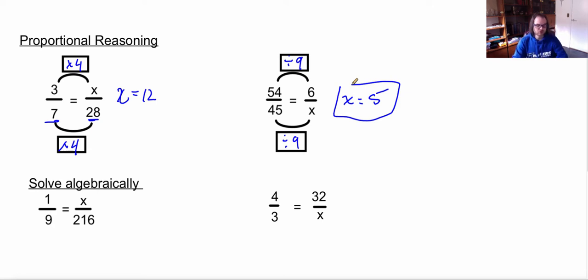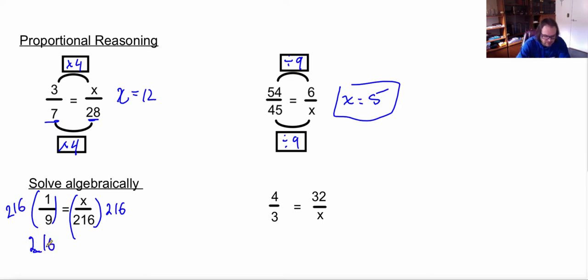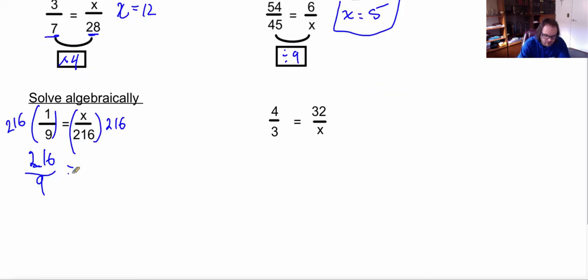Alright, let's try my next one. It says solve algebraically. So now we're going to solve algebraically, so we're going to isolate for x. This is the way that I'm going to tend to do things. So first, all I'm going to do is multiply this side by 216, and I'm going to multiply this side by 216. Now, I'm left with 216 divided by 9 is equal to x. And then we're going to end up getting 24 is equal to x.